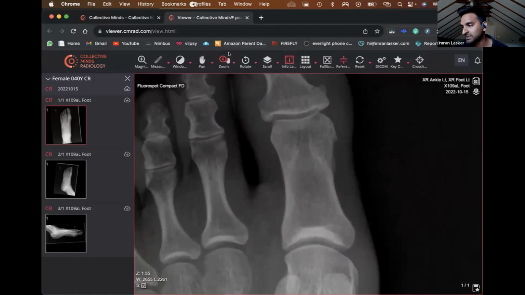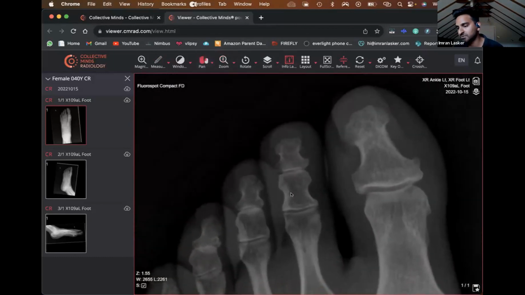Then what you want to do is have a look at the terminal phalanges, right? The terminal phalanges or the terminal tips. I've seen fractures. People have stamped on their toe, stubbed their toe, all sorts of things. Very, very careful. You've got to make sure you don't miss that.